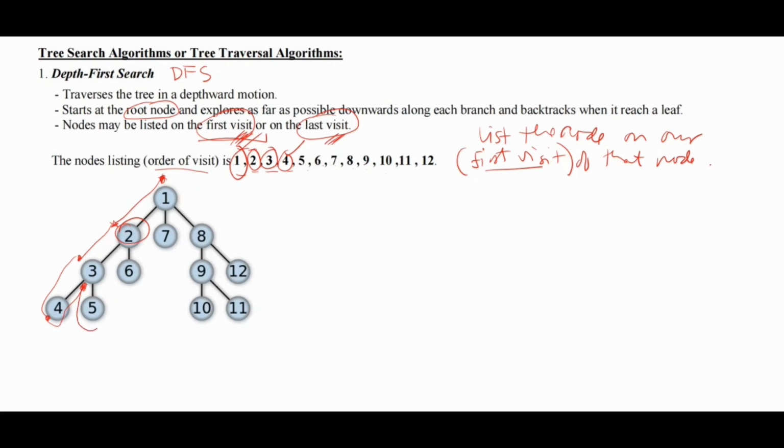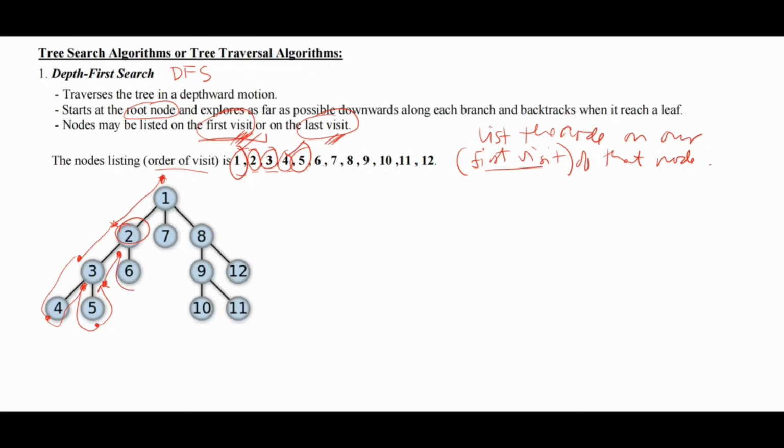Then we go down. This is our first visit of node 5, so we list it there. Then we go up again, backtrack. This is our third visit of node 3. We don't list it again, so we only list the node on our first visit of that node. Then we go up, and this is our second visit of node 2.